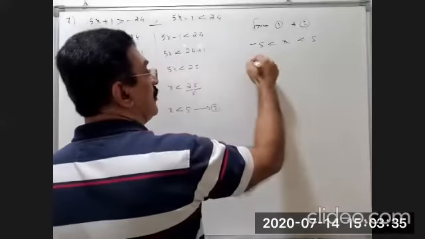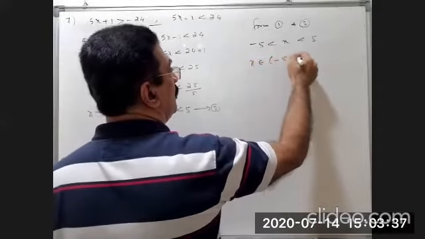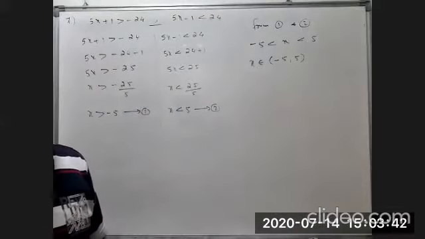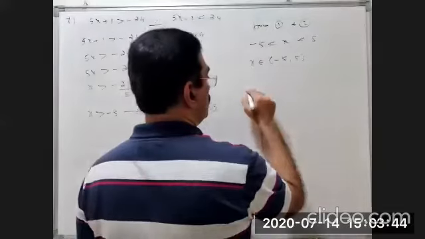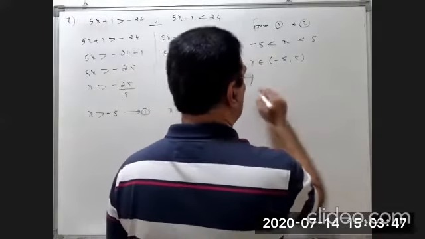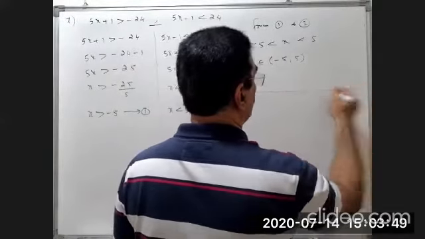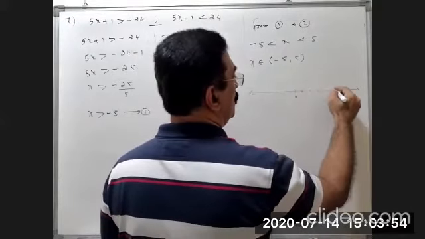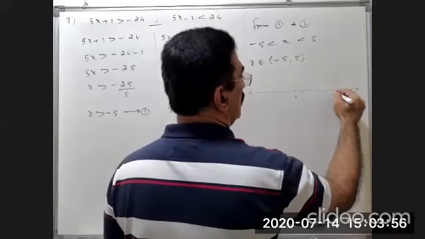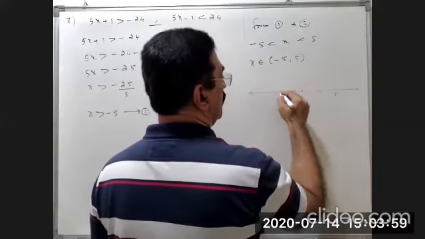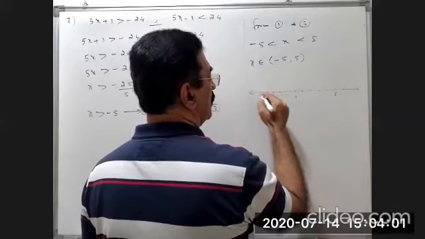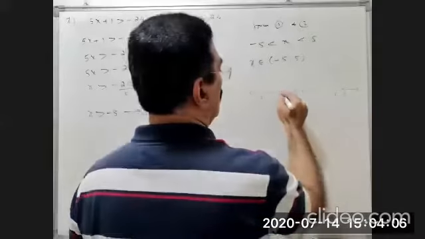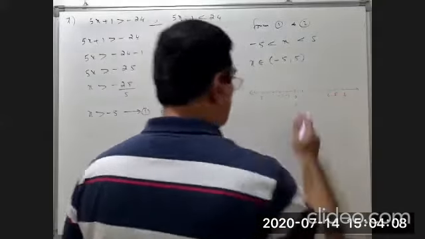In intervals, we write this as (minus 5, 5). Our question is to represent it on a number line. You know how to represent it? Draw the number line. 0, 1, 2, 3, 4, this is 5, minus 1, minus 2, minus 5. Mark all those numbers.